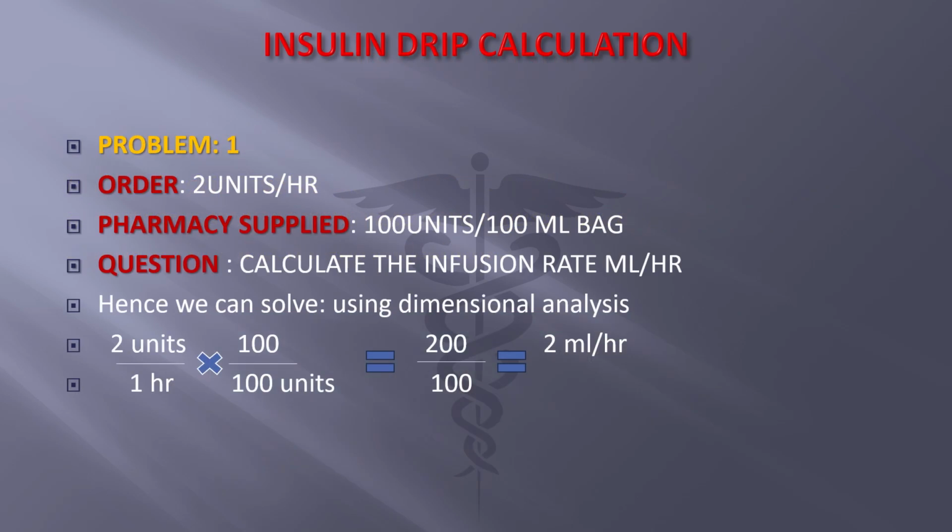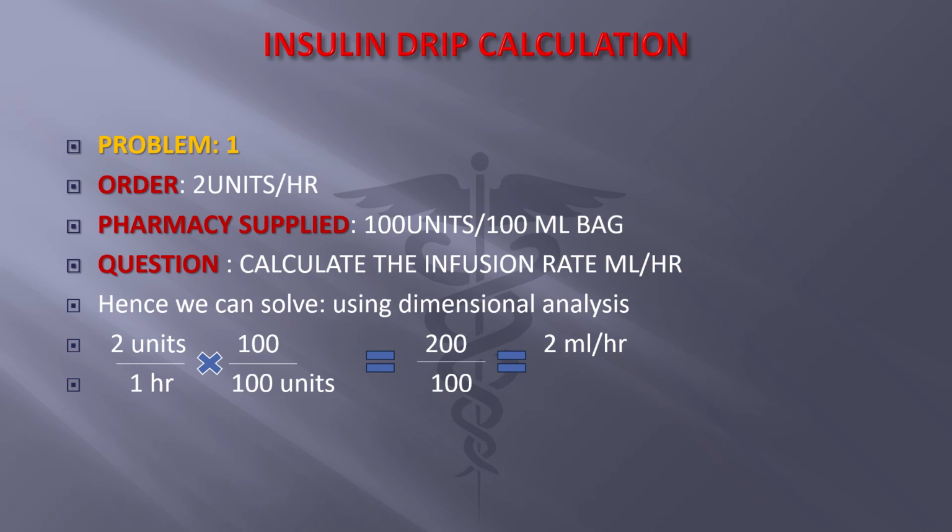So we move on to the calculation. We have drip problem 1, and the order given by the physician is 2 units per hour. The pharmacy will supply to you a 100 units per 100 ml bag. Now, be very careful that you may get the supply from pharmacy with a different concentration. It may be 250 units in a 250 ml bag, it may be 250 units in a 100 ml bag, or it may be 100 units in 250. So be very careful and vigilant to read what is on the bag.